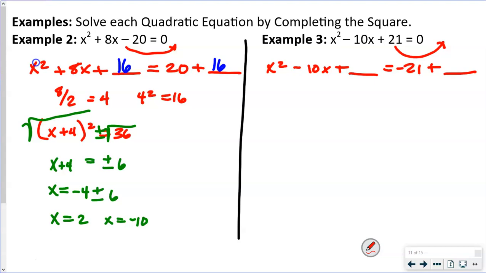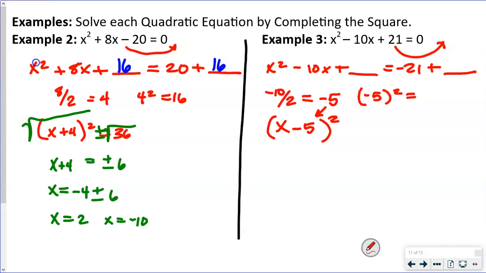So once again, we're going to take our negative 10, and we're going to divide it by 2. That's going to be negative 5. So it's going to be x minus 5 down here squared. Remember, this is the term that goes down here, okay? And then we're going to take that negative 5 and we're going to square it. Now remember, any term squared is a positive term. So this is going to be plus 25 and plus 25. So this gives us x minus 5 squared, and negative 21 plus 25 would be a positive 4, right?